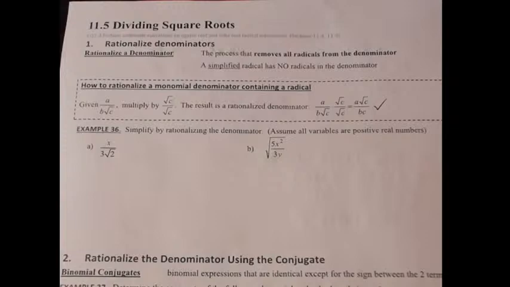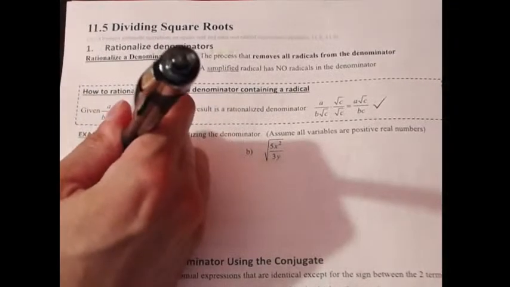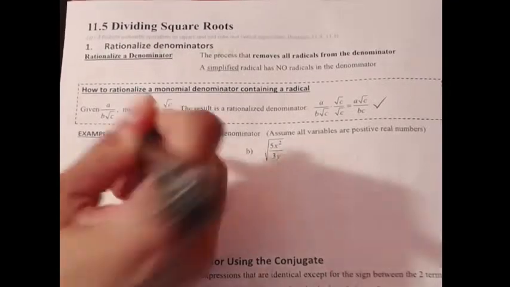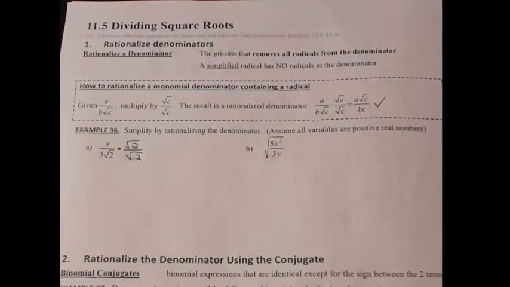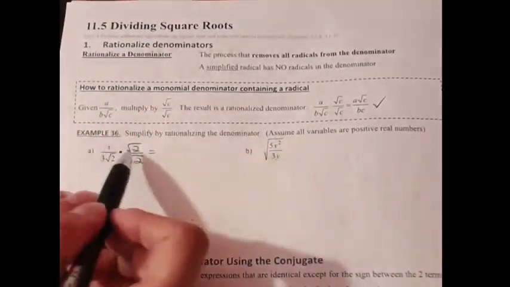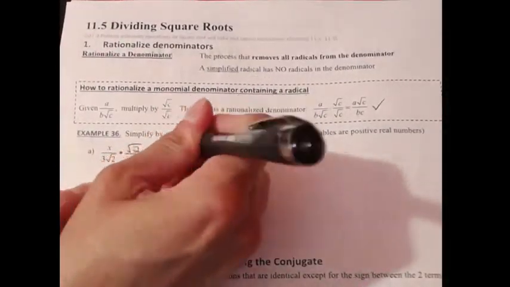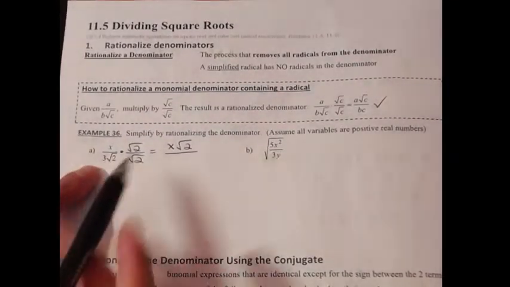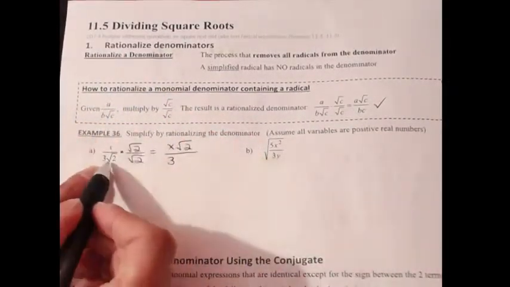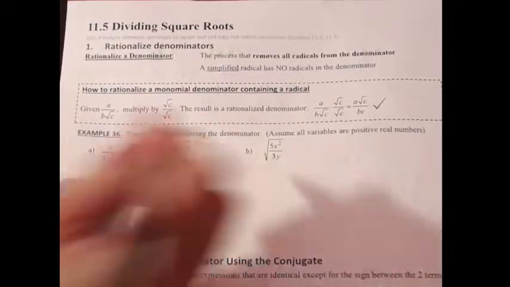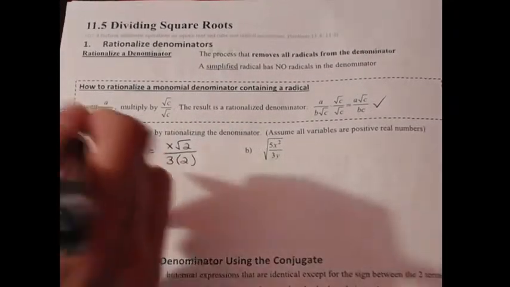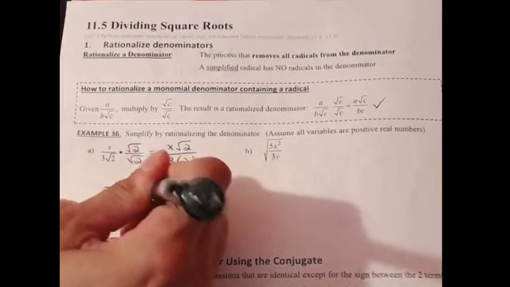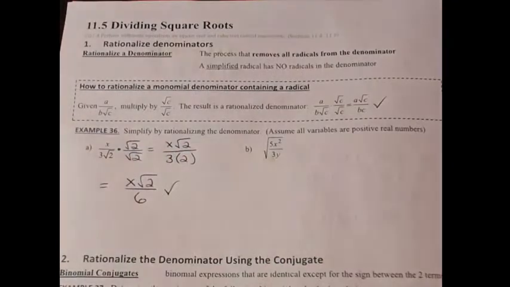Take a look at example 36, part A. x over 3 square root of 2. The issue is the square root of 2. I don't want that there. So I'm going to rationalize by multiplying by square root of 2 over square root of 2. I'm multiplying by 1, so I'm allowed to do this. x times square root of 2 is simply x square root of 2. Then we have 3 times 1, which is 3, and square root of 2 times square root of 2, which is 2. But of course, we clean that up. So my answer in this case is x square root of 2 all over 6. And you're done. That's it.